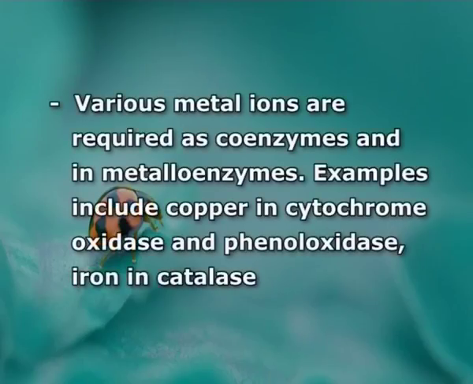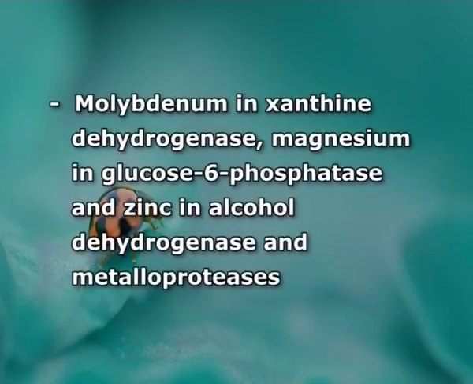Minerals. Various metal ions are required as coenzymes and in metalloenzymes. Examples include copper in cytochrome oxidase and phenoloxidase, iron in catalase, molybdenum in xanthine dehydrogenase, magnesium in glucose-6-phosphatase, and zinc in alcohol dehydrogenase and metalloproteases. These elements are nearly always present as impurities in artificial diets.